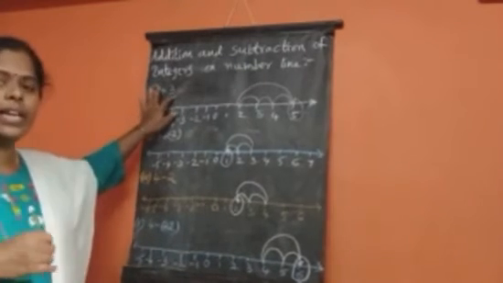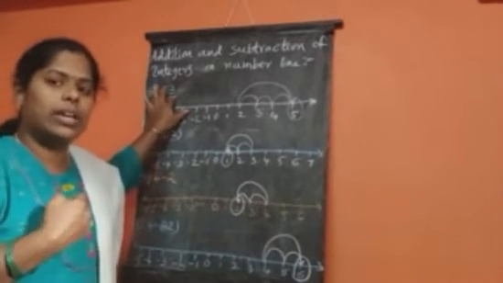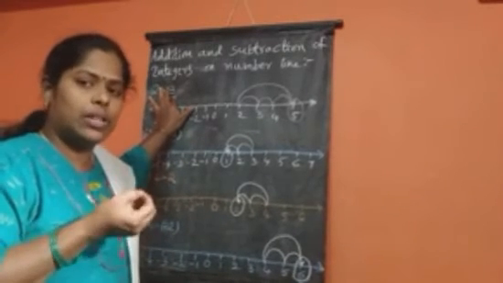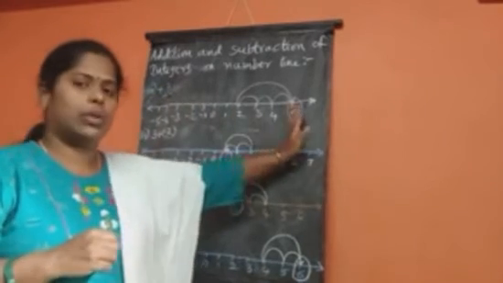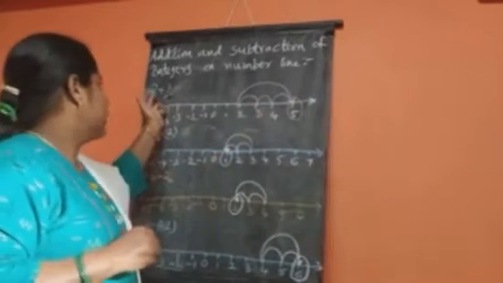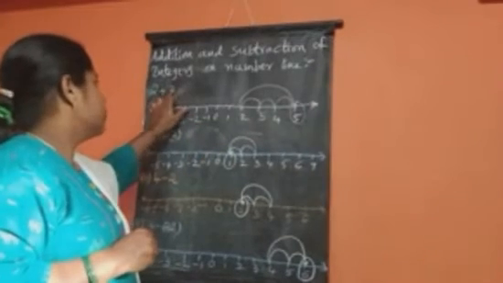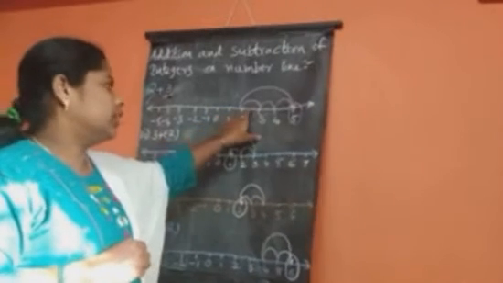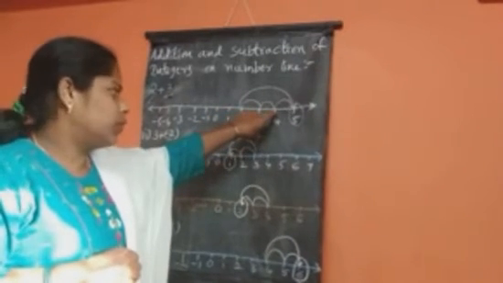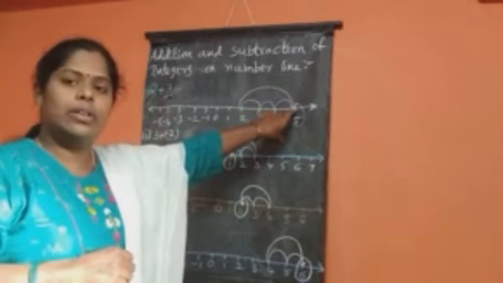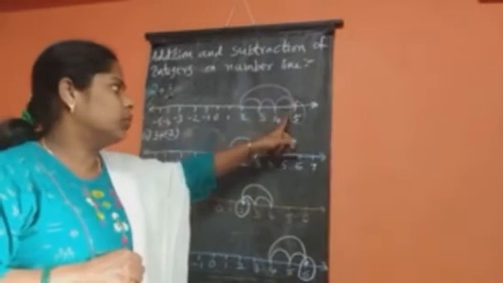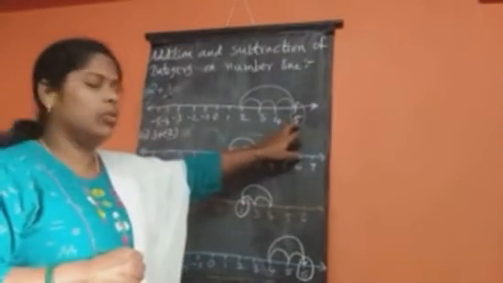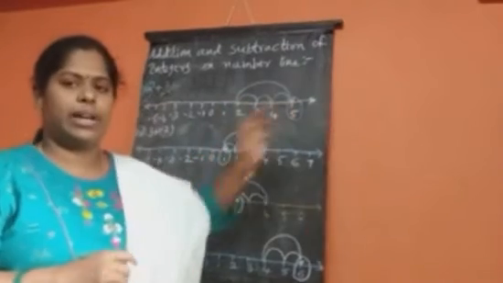So 2 plus 3. We already discussed that when we add a positive integer to a positive integer, we have to move forward, to the right of that number. Here 2 plus 3 means we have to jump 3 steps from 2. From 2 to 3 is the first jump, then up to 4 is the second jump, then up to 5 is the last jump. That means after 3 steps we moved to 5. So 2 plus 3 is 5. In this way we get the answer on the number line.